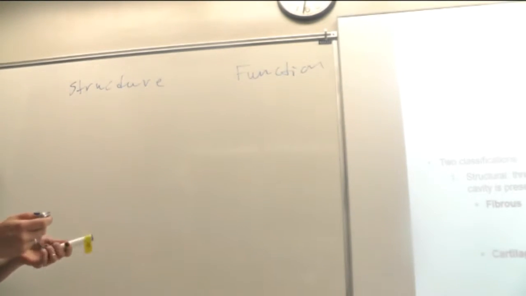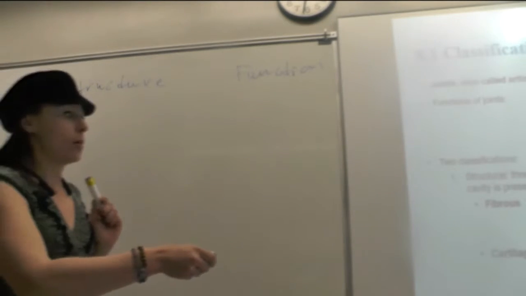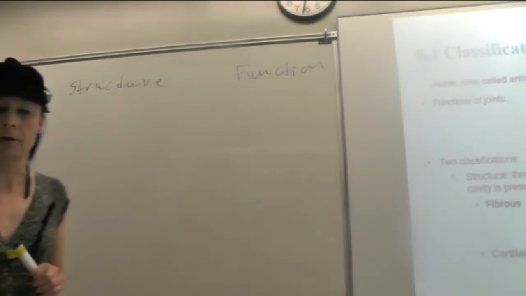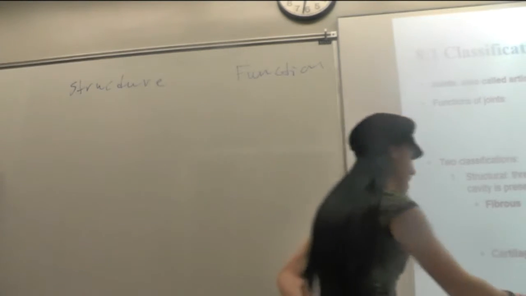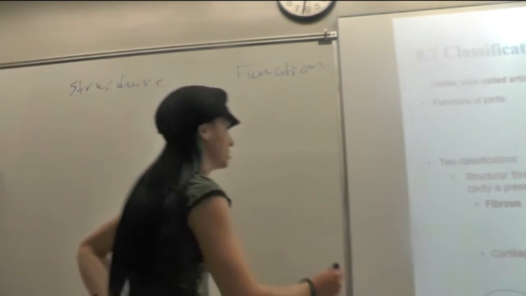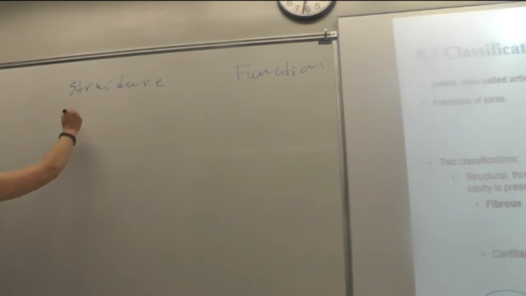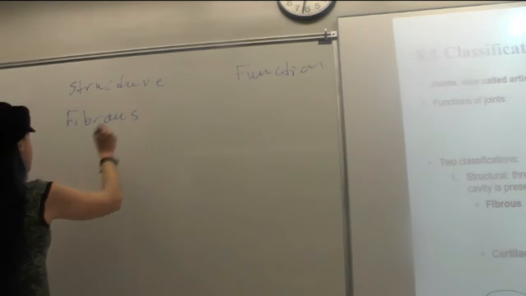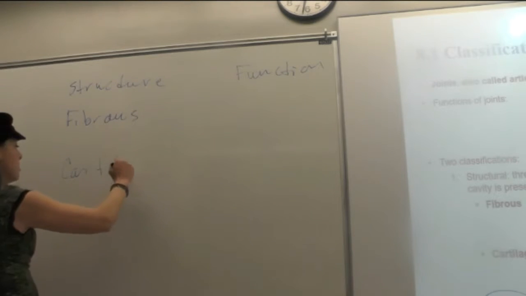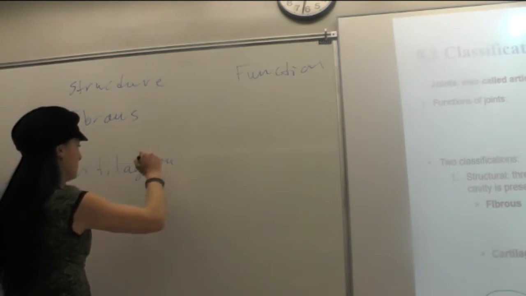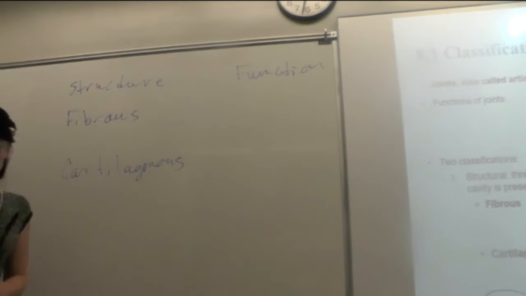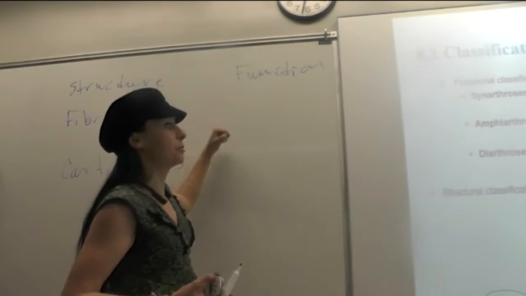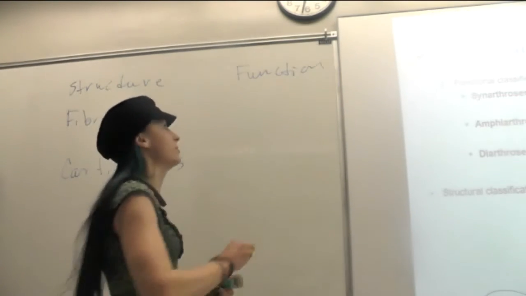So if we look at structural, we've got fibrous joints, cartilaginous joints. Synovial joints is not going to be one of the ones that I'm going to have you teach each other about. But based on structure, we've got fibrous joints and cartilaginous joints. And then we've got, based on function, 3 different classes by how much movement they allow.